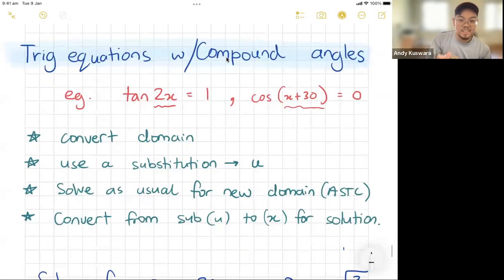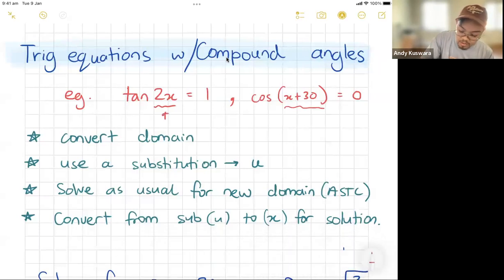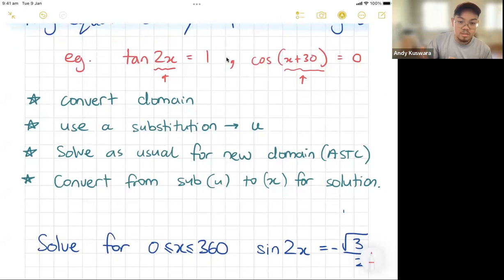Okay, keep track with me. Keep going. So trig equations with compound angles. This one here is probably a little bit more intense. I'm going to have tan 2x equals 1 or cos(x + 30) equals 0. We're going to have to introduce this little thing called a substitution, just to make our life a little bit easier. And we also have to convert our domain depending on what's been added or compounded with our angle, which was usually just x. Okay, so we're going to convert the domain, use a substitution, solve as usual, and then convert back from u to x for our final solution.